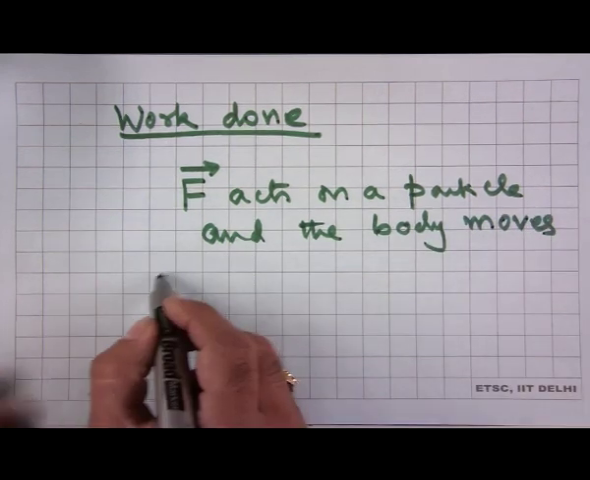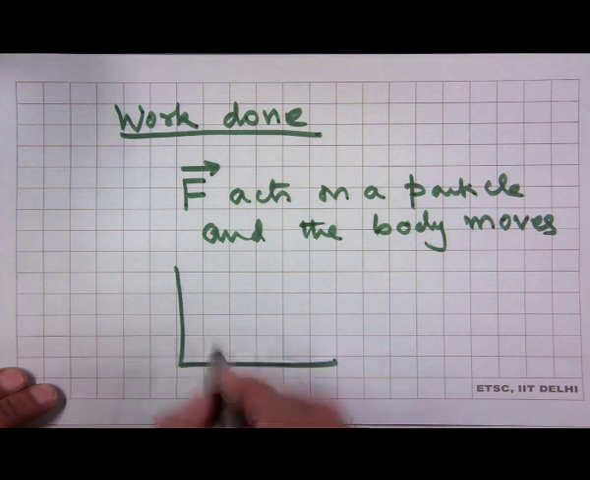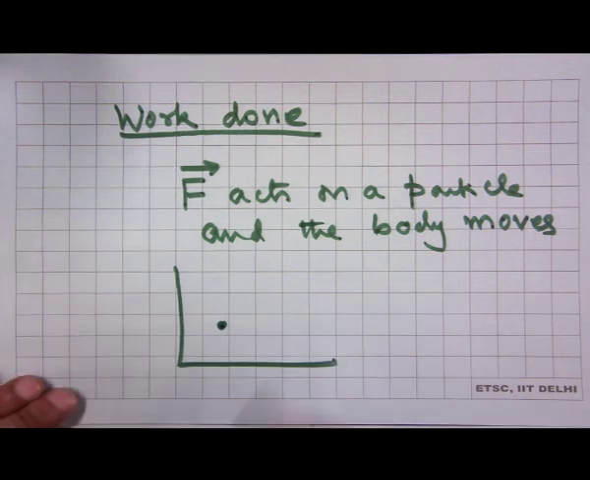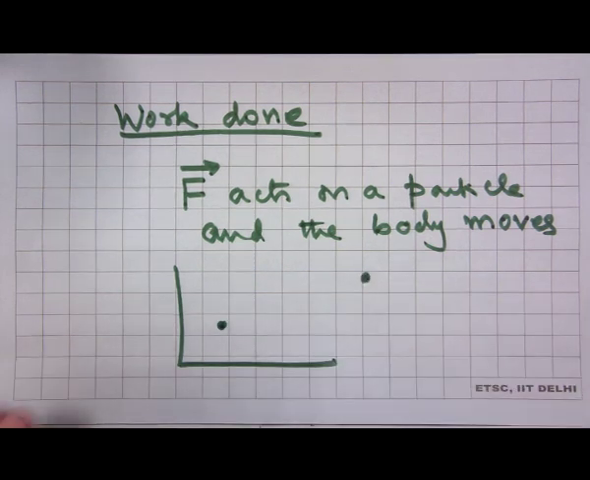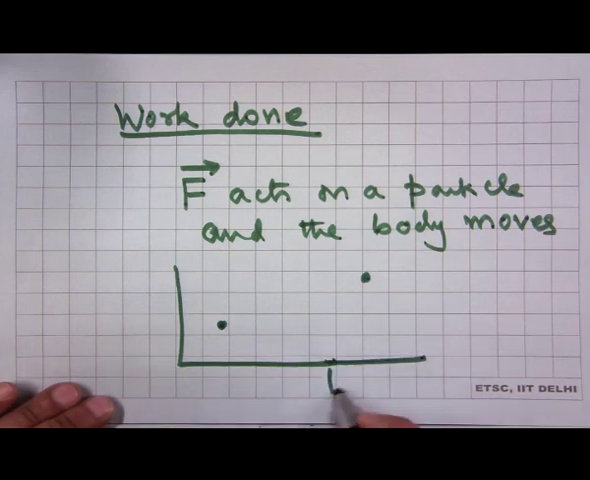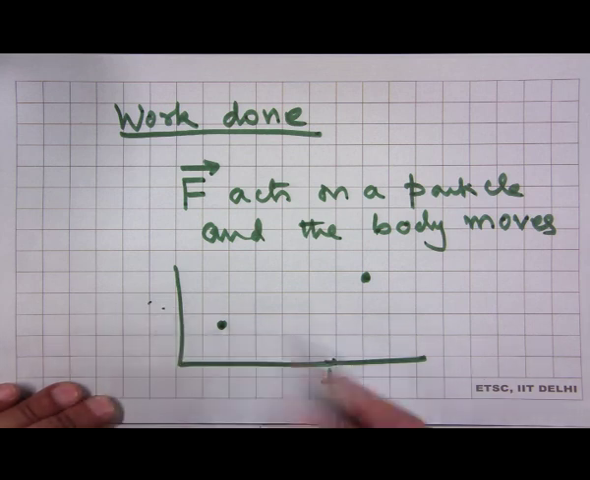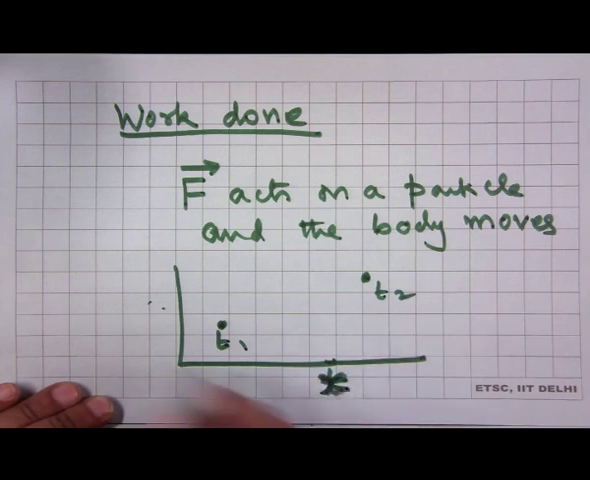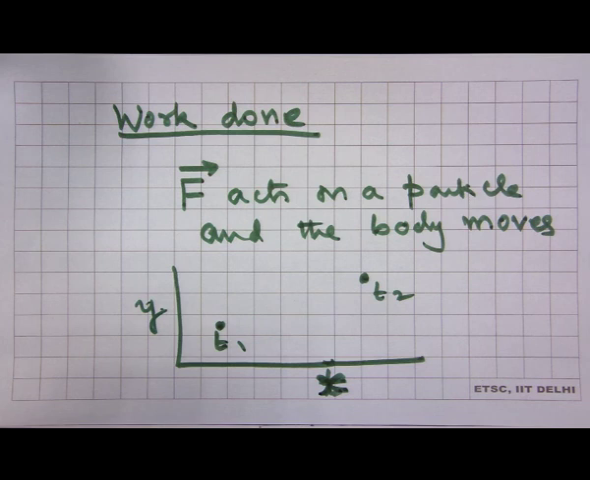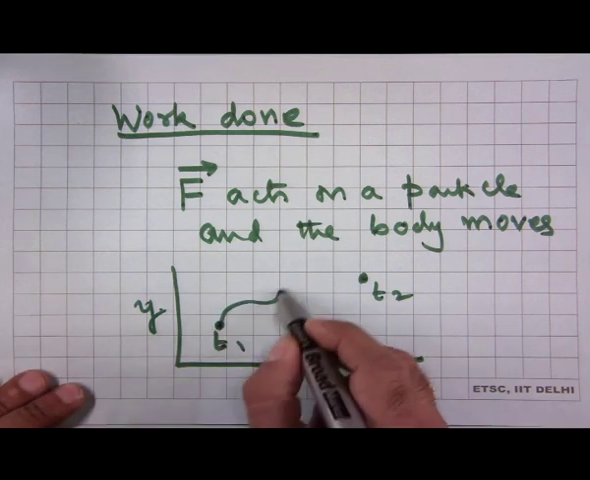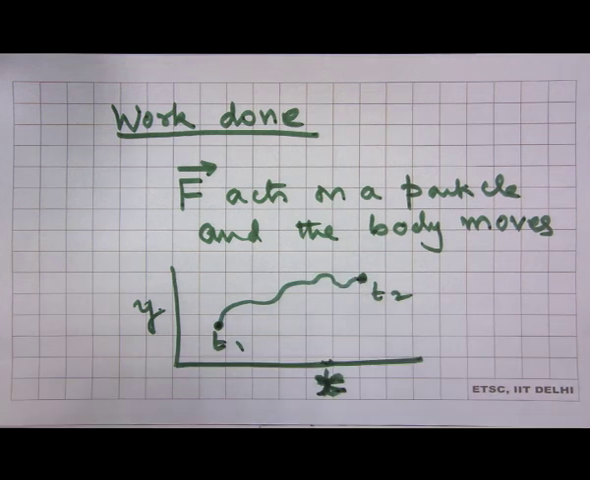So let us say at time t equal to t initial, the body was here. At a later time, the body is here. So this is t1, this is t2, and let us imagine that there is a planar motion. This is my x coordinate and this is my y coordinate. So for intermediate times, let us imagine the body executed this motion. That is what we are looking at.